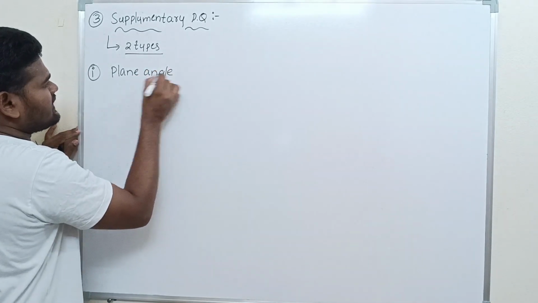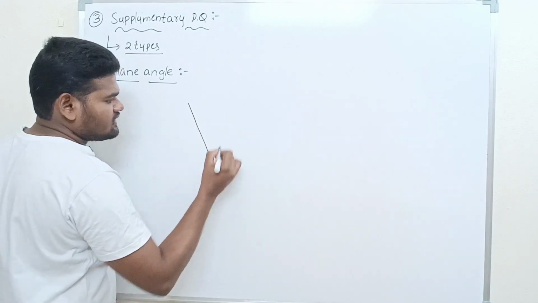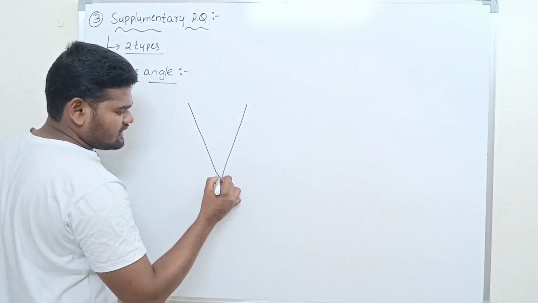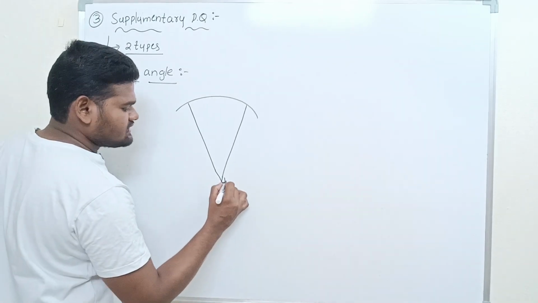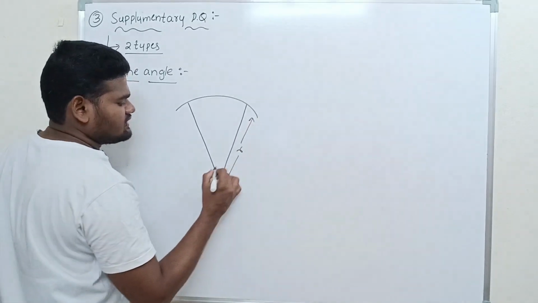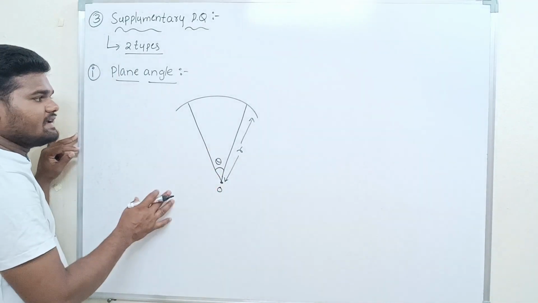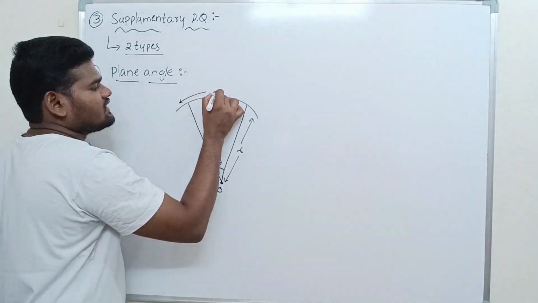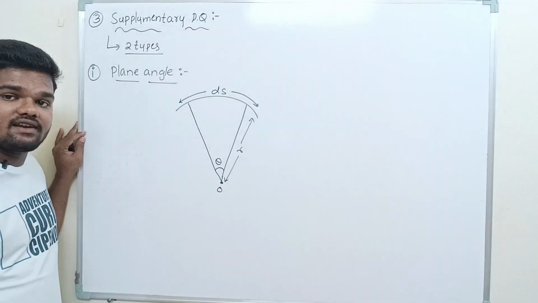First one is plane angle. So that means I'm taking a circular arc. The circular arc is like this. This is the radius of the circle, and this is the angle made by the radius, that is, an angle theta. The length of the circular arc, let us say ds. So ds is the length of the circular arc.